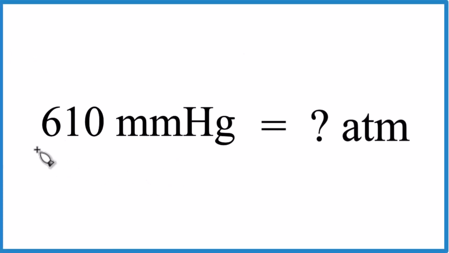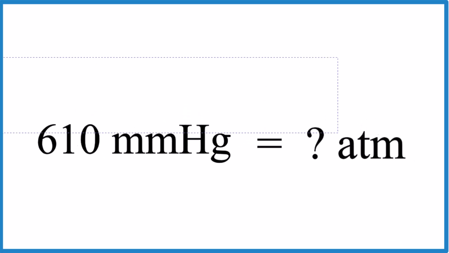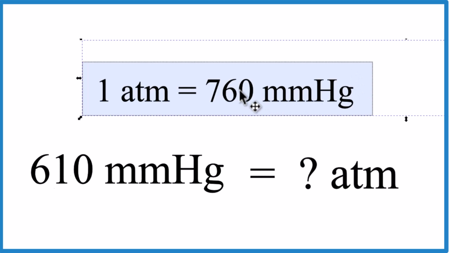Let's convert 610 millimeters of mercury to atmospheres. Here's how you do it. So you need to know that 1 atmosphere is equal to 760 millimeters of mercury. That's our conversion factor, and we'll use that to convert our 610 millimeters to atmospheres here.